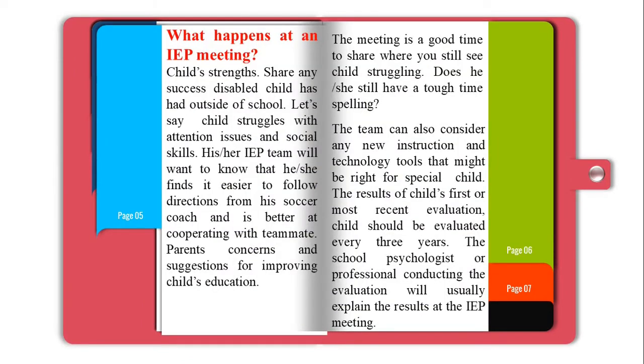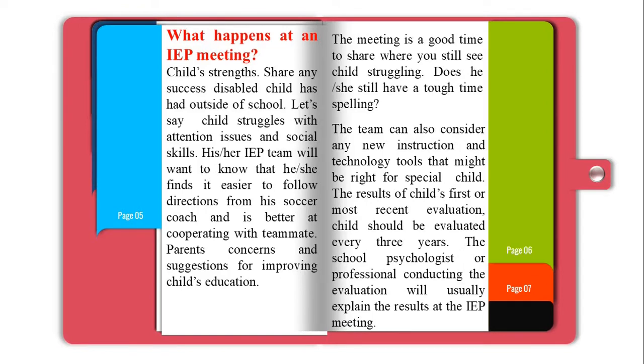What happens at an IEP meeting? First, the child's strengths: share any success the child has or had outside of school. Let's say the child struggles with attention issues and social skills. His or her IEP team will want to know that he or she finds it easier to follow directions from his soccer coach and is better at cooperating with teammates.